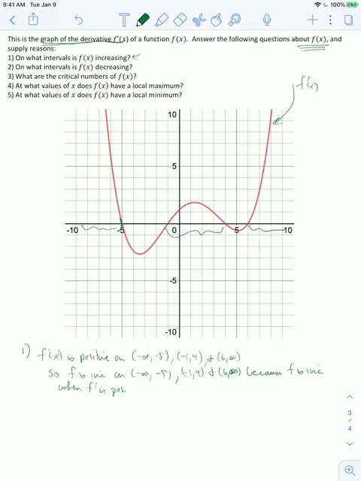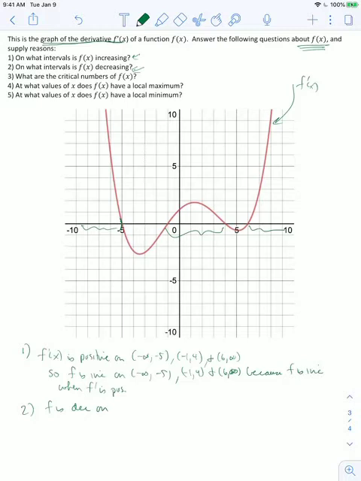Our second question is asking us about decreasing behavior instead of increasing behavior. So we make the other connection that we saw earlier, that a function is decreasing when its derivative is negative. And so we would say that f is decreasing on the intervals where f prime is negative.